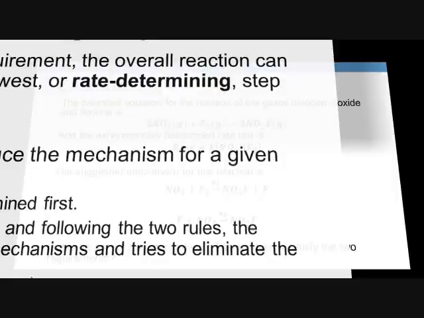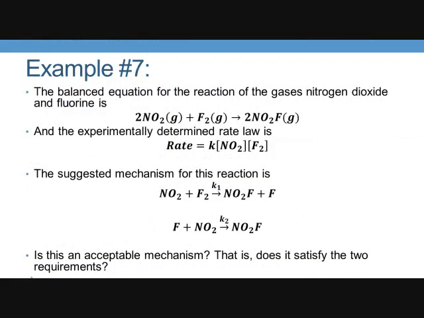Okay, so let's see how this works. For the balanced equation of nitrogen dioxide reacting with fluorine gas, we get NO2F. And the rate law is determined experimentally to be as follows, where the NO2 and the F2 are both first order. The suggested mechanism for this reaction is shown. Is this an acceptable mechanism? Meaning, does it satisfy the 2 requirements? Well, let's work with it.